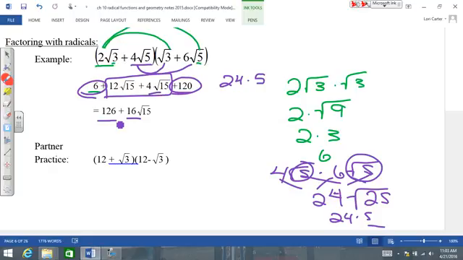Okay, you have 2 practices. Carter, look at this. See if you can get them done.